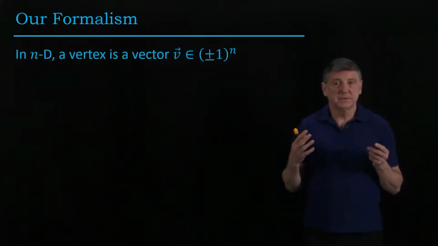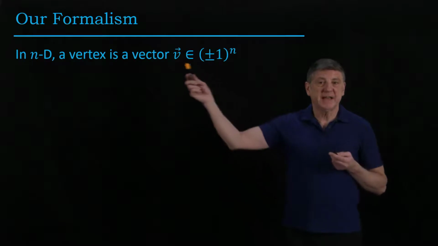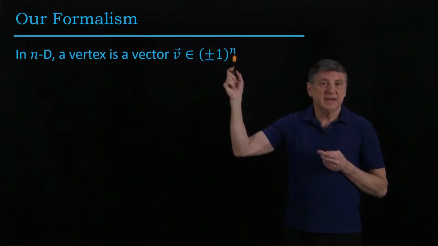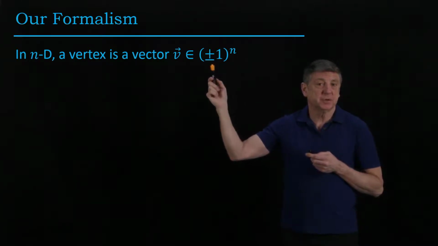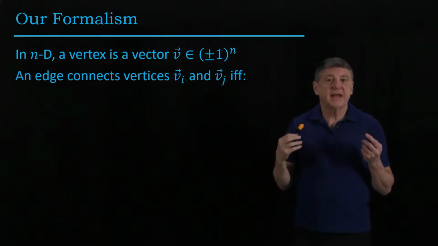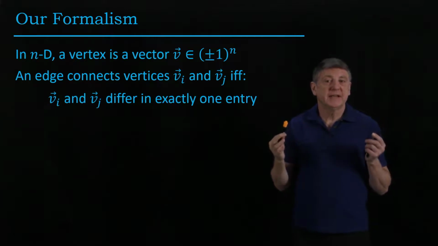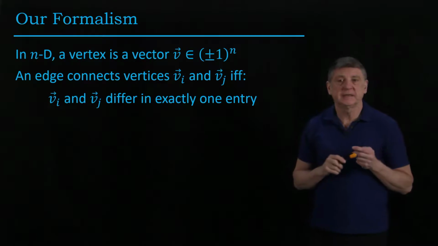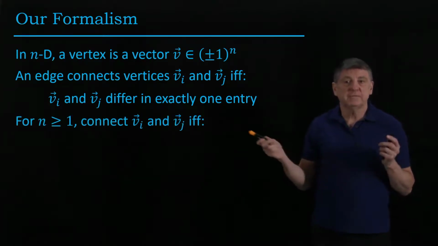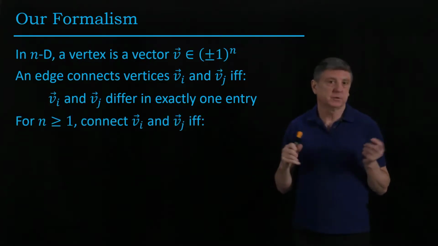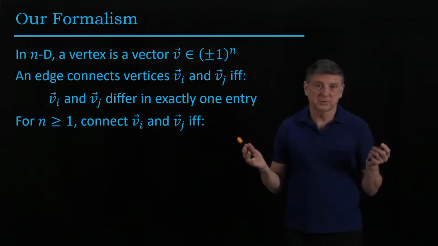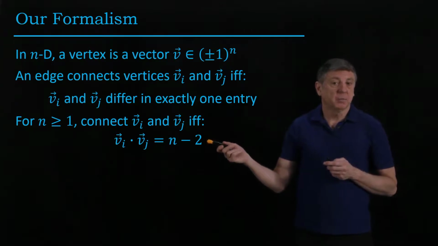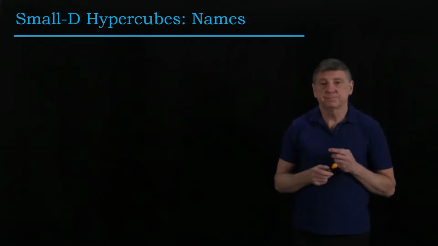So our formalism is that these are vertices, and every vertex V has n entries, and each of these entries is either plus 1 or minus 1. And an edge connects two vertices if they differ in exactly one of these entries. And we'll go through this in an example very soon. So if we have at least one dimension, and zero dimension is always one of these problems that we're running into, we can actually figure out the dot product of two adjacent vertices.